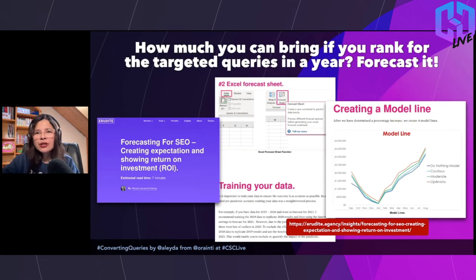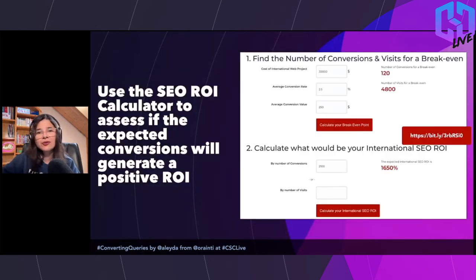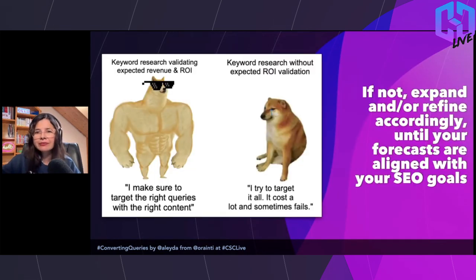So you need to forecast it. You need to do a projection to assess how much you can bring if you rank for the target queries within a year in the top 10 results or in the top 5 results, right? Is it going to be enough to achieve your goals? You can also use tools or add-ons such as Forecast Forge to facilitate this SEO forecast too. And you can use the results from this forecast with the international SEO ROI tool here to assess if the expected conversions will generate a positive ROI for you or not.